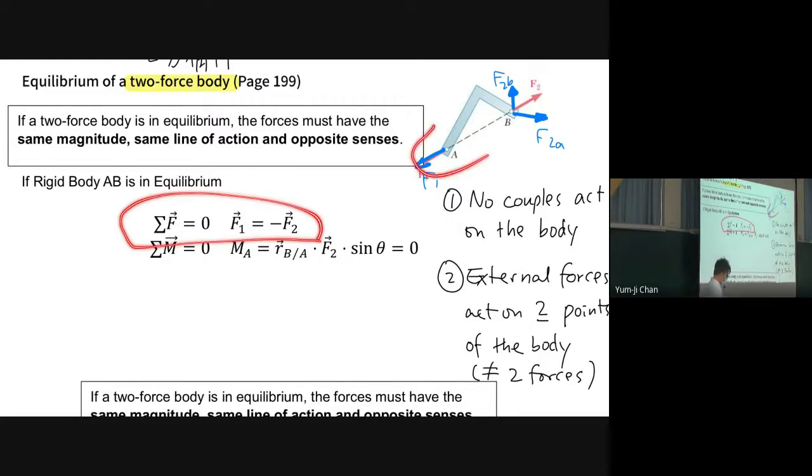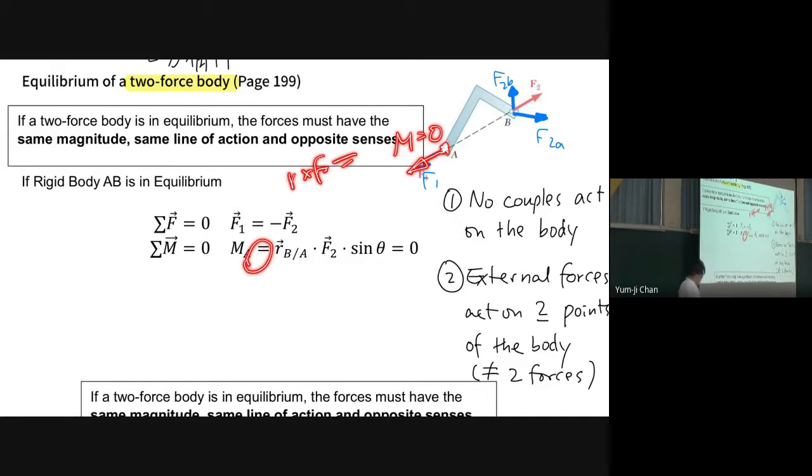Now summation M equal to 0, so we can take any point as a reference point. For example, we take point A as a reference point. Because F1 is acting on point A, its moment, R cross F, equals 0. So the moment of F2 about point A needs to be 0 as well.